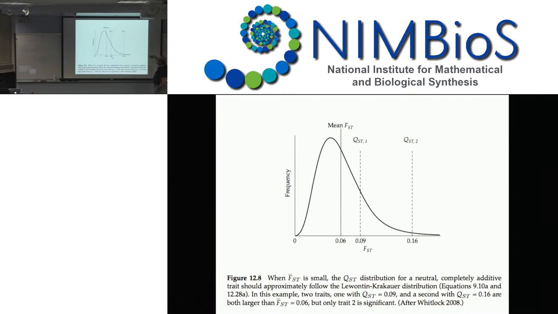So this distribution is set given your particular population with the mean QST, the mean FST. Then you can look at two traits. For example, trait 1 falls out here, and it's not much of an outlier. But trait 2, let's say it falls out here. Trait 2 looks like, if this distribution is correct, that it's significant. So one of the big issues is, how correct is this approach? The answer is, it's an approximation. There are better ways to do it, and the book talks about getting around that. But the idea basically is you use FST to generate a base distribution, then you compare your values with respect to that base distribution.